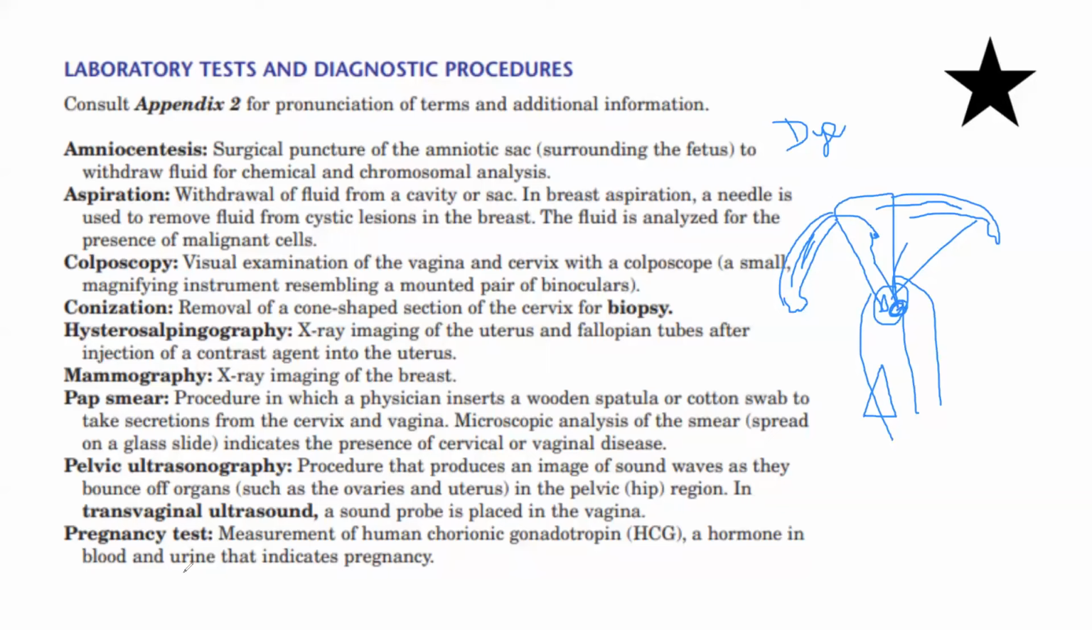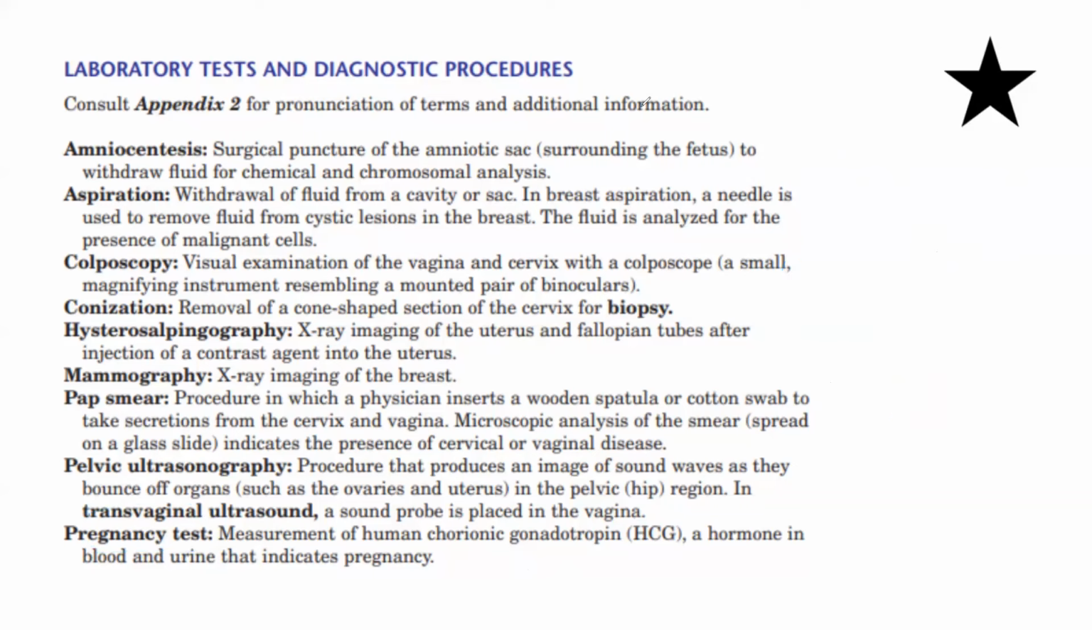Pelvic ultrasonography, by ultrasound we can check all these organs. We can put ultrasound through the vagina, transvaginal, or we can check from the abdomen, transabdominal. Then in pregnancy we can test whether there is pregnancy or not. This is called pregnancy test. So these are terms for the different diseases. Then we go further.